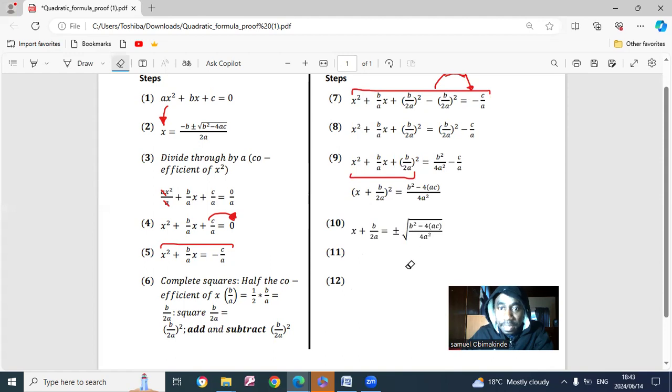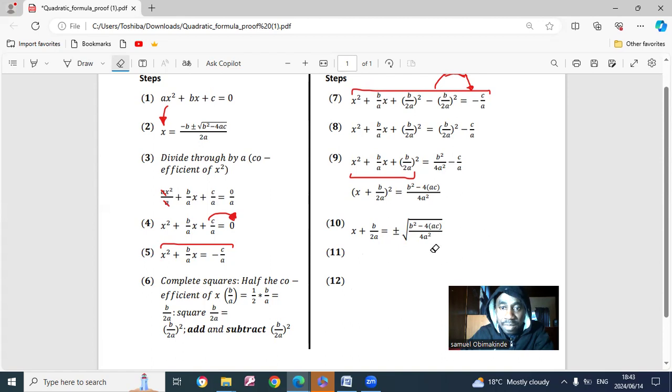Then in the next step, we just removed this square and took it to the other side. By the time this square gets to the other side, it becomes plus or minus the square root of all the content on the right-hand side. So that is what we have here.